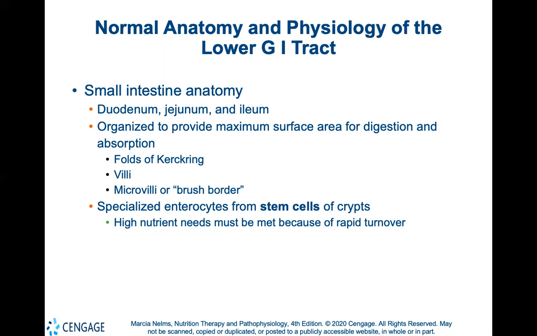The combined features of these anatomical structures increase the surface area of the small intestine to such an extent that it is 600 times greater than it would be if the intestine were straight, flat, or a tube.